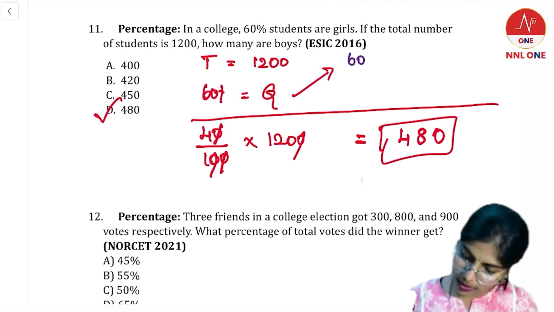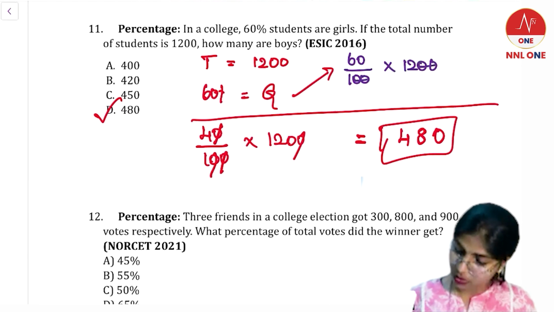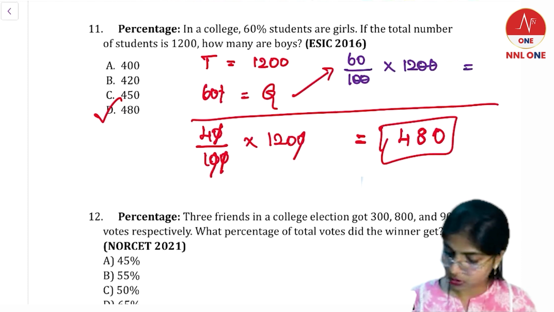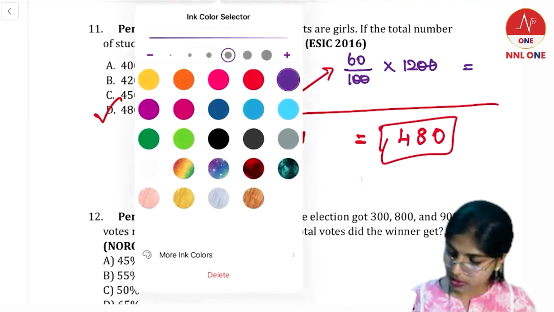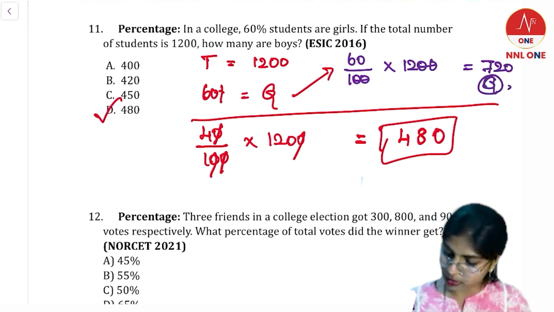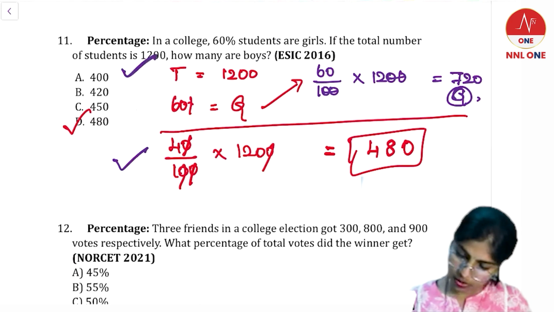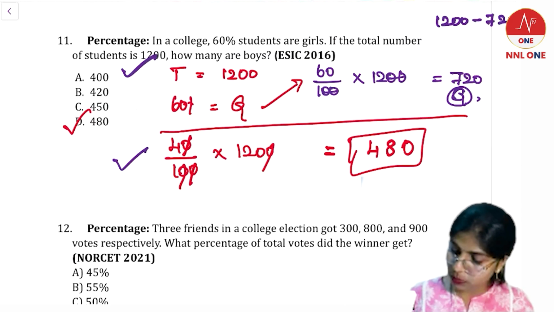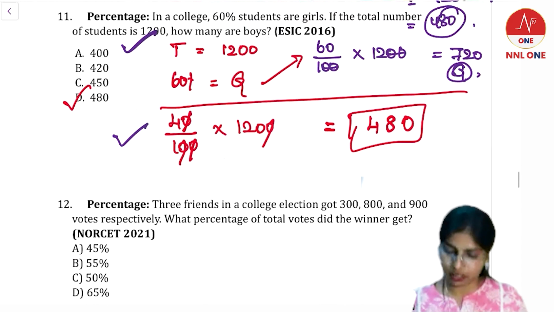Okay, so 60 by 100 into 1200. So 6 into 2 is 12. 6 into 2 is 12. 6 ones are 6. It is 720. 720 girls totally. Now we are going to subtract it. I am telling you another method. You can solve either by this method or by that method. We are going to subtract it. 1200 minus 720. It will be 480. Okay. The answer is 480.